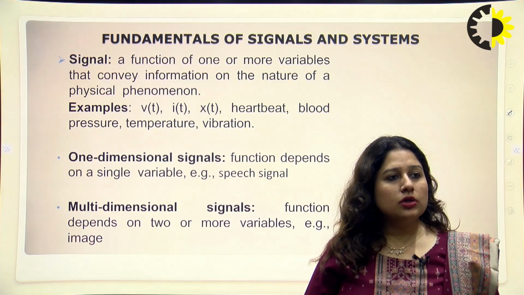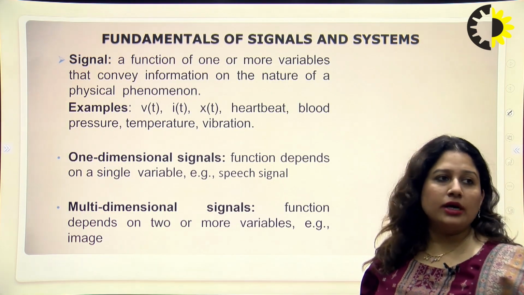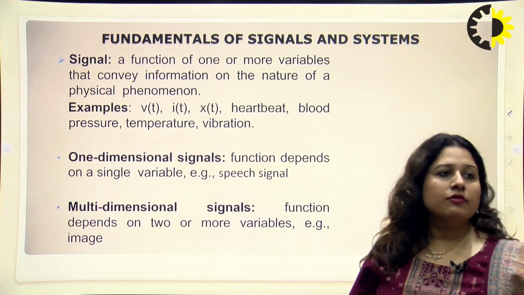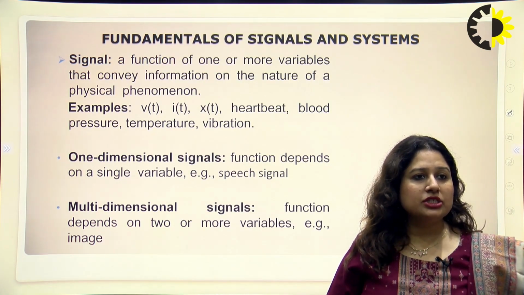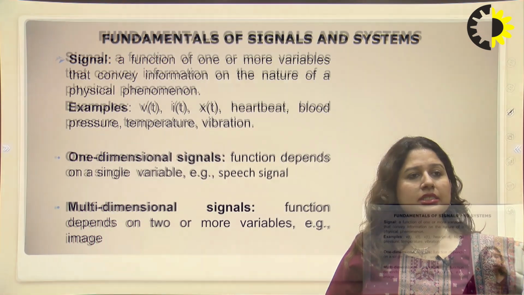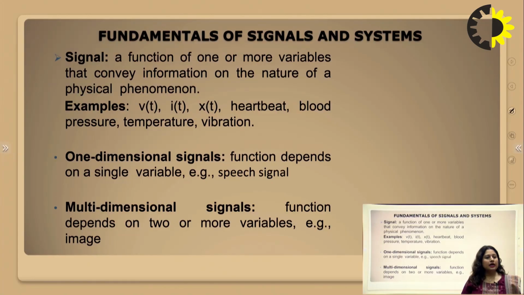There are two broad categories of signals: one-dimensional signals and multi-dimensional signals. In one-dimensional signals, the function depends only on a single independent variable, for example a speech signal, which is a function of acoustic pressure. Then there are multi-dimensional signals, where we can use more than one independent variable, for example image processing, where we have different independent variables.